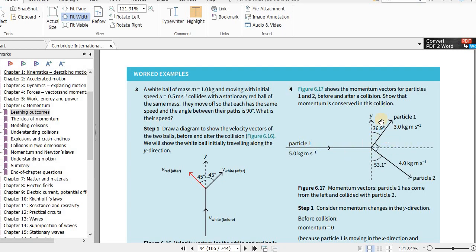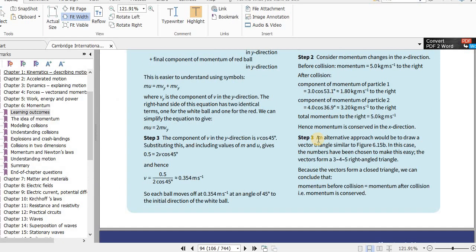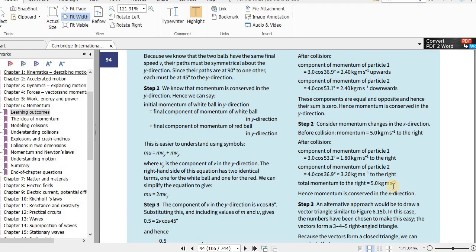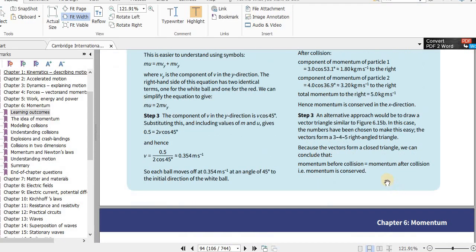So we have to join the arrows, tip of one arrow to the tail of the other, without changing the direction or the length. So without changing direction and length, we can draw this vector here. And this one, that same length, we can do there. So you will have that momentum before collision equals momentum after collision. Momentum is conserved because it forms a closed triangle. So that means the momentum is conserved.